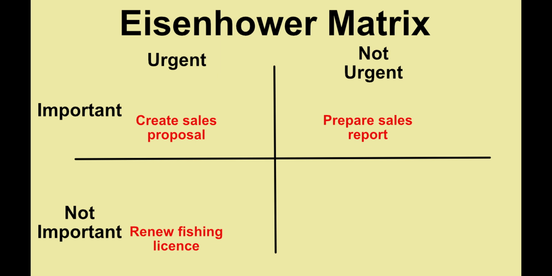Our final example, you want to check Facebook. You like checking your Facebook, seeing what your family and friends are up to. But that's not important and it's not urgent. So it goes into that quadrant. We've now got our quadrant built.